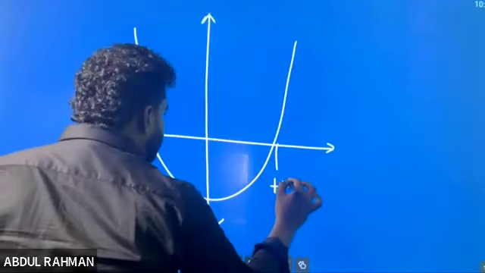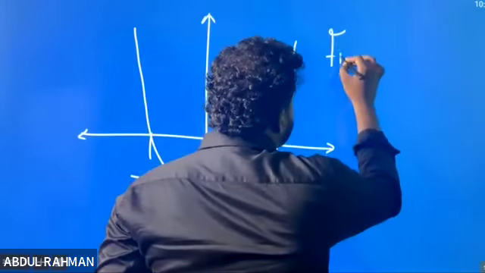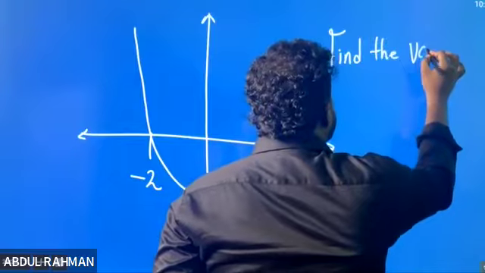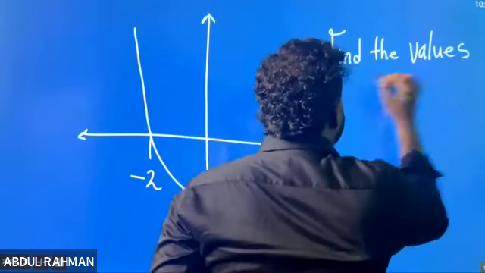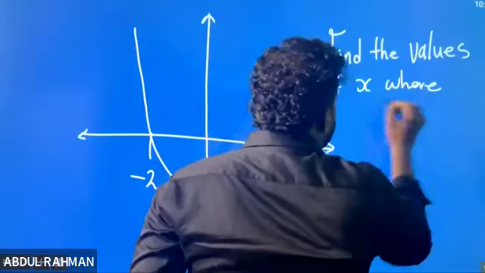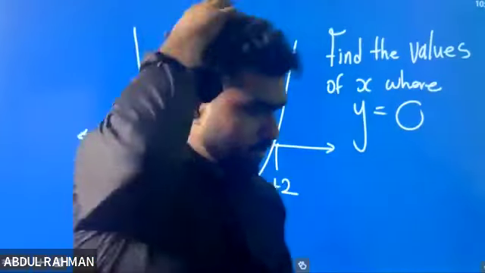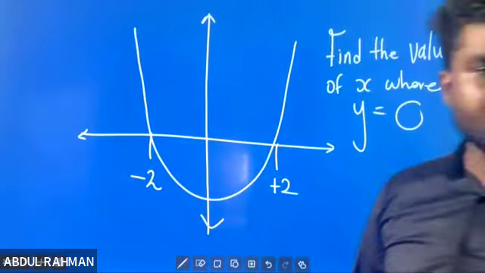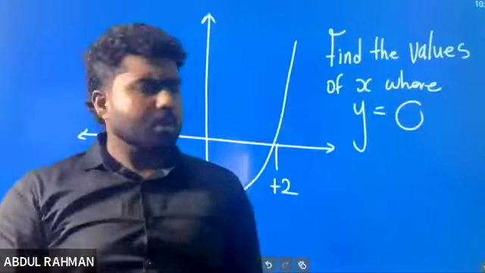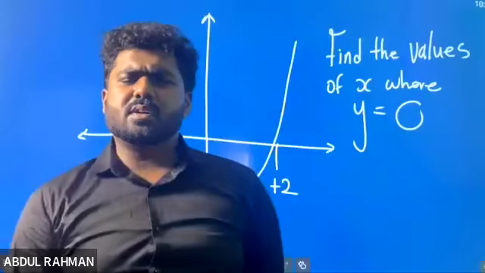-2, this is +2. They are asking, look carefully: find the values of x where y is equal to 0. You'll be like, sir, you didn't teach me this theory. No. Sir didn't teach me all the possible things. I'm teaching it here. Where is y equal to 0?